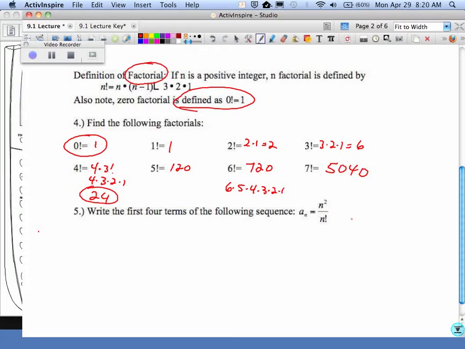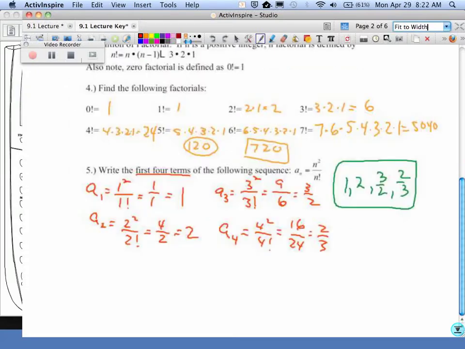So if you look at the work, a sub 1, a sub 2, I've shown you the work, 3 factorial, 3 squared, all that stuff. How can I tell which one grows faster, the top and the bottom? What's the indicator you'd use? Well, which one's growing faster though? N squared or n factorial? Yep, faster. Which one?